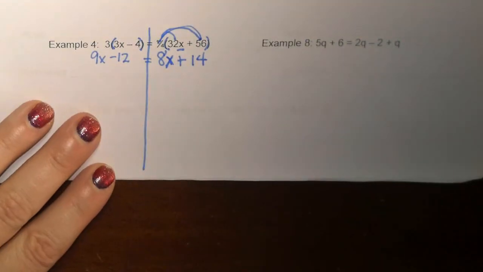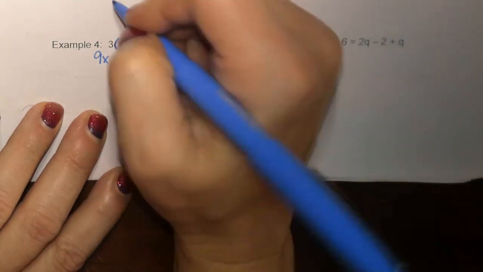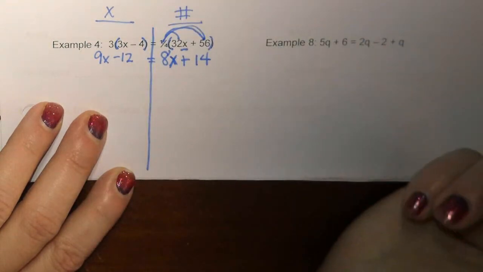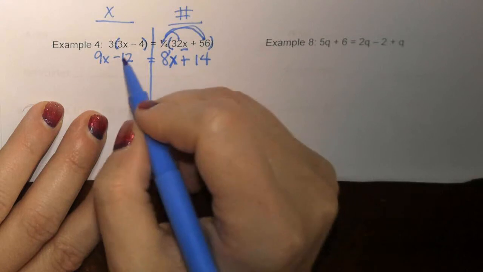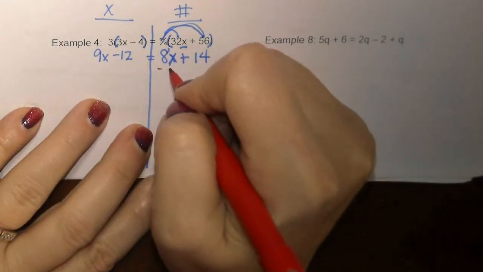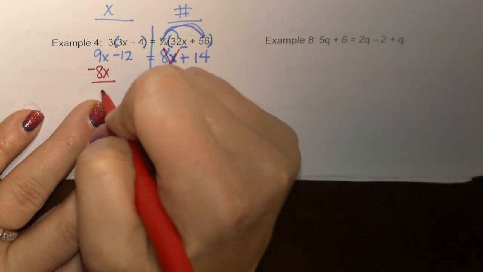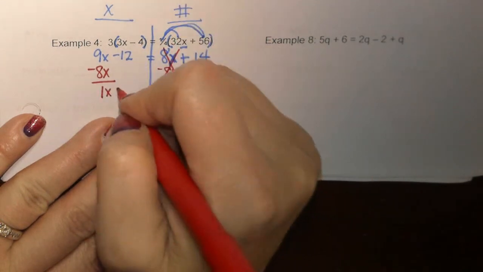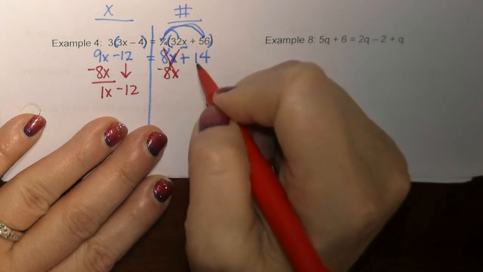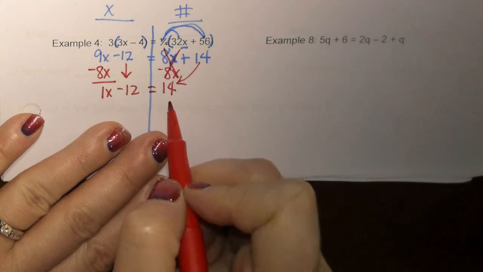All right, so now we can solve it. We want to move all of our variables to one side. I like to move the x's over here if they're equal, and then the numbers over here. All right, so now I want to move this 8x to the other side. We're going to subtract 8x. We're going to end up with 1x minus 12. That just comes down. And then over here we had a 0, but we can't forget about this 14. So now we have 1x minus 12 equals 14.